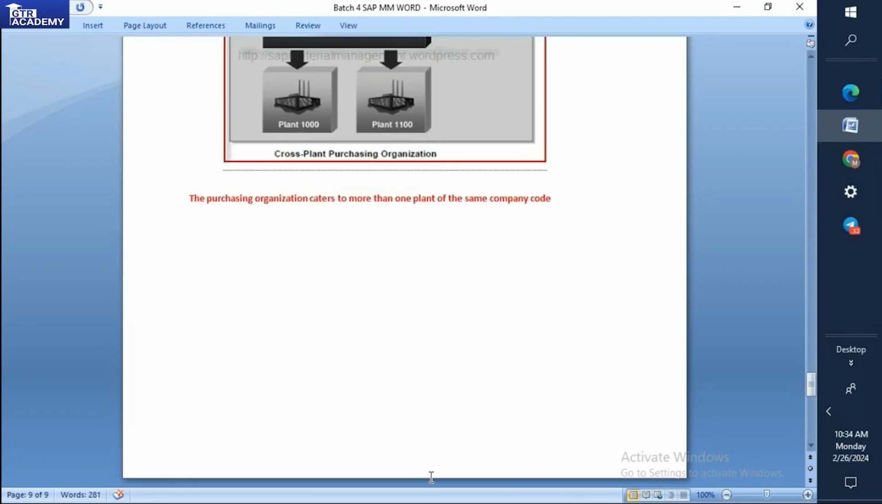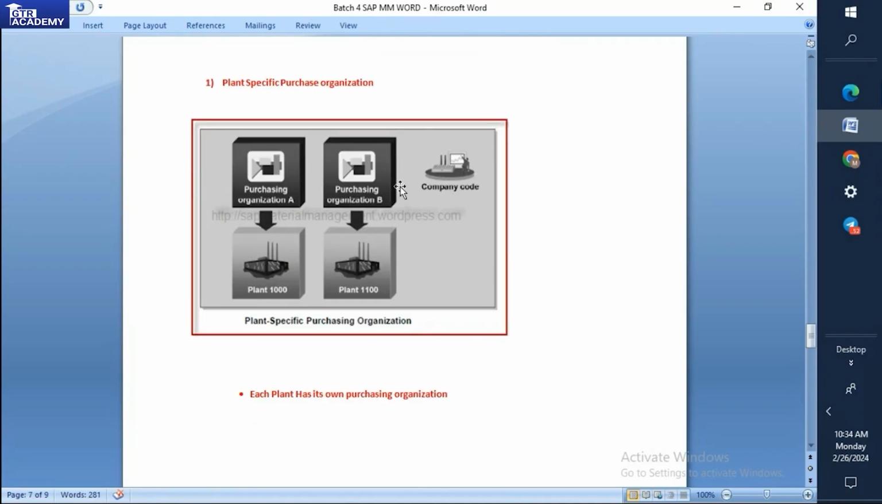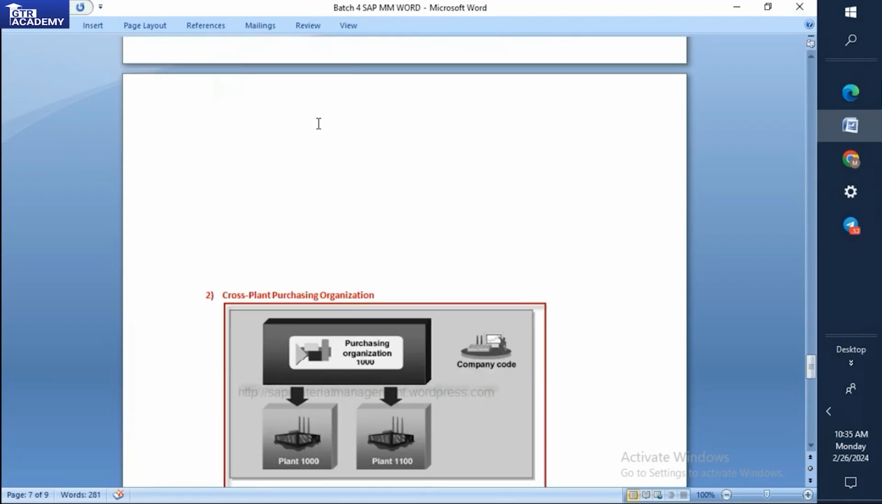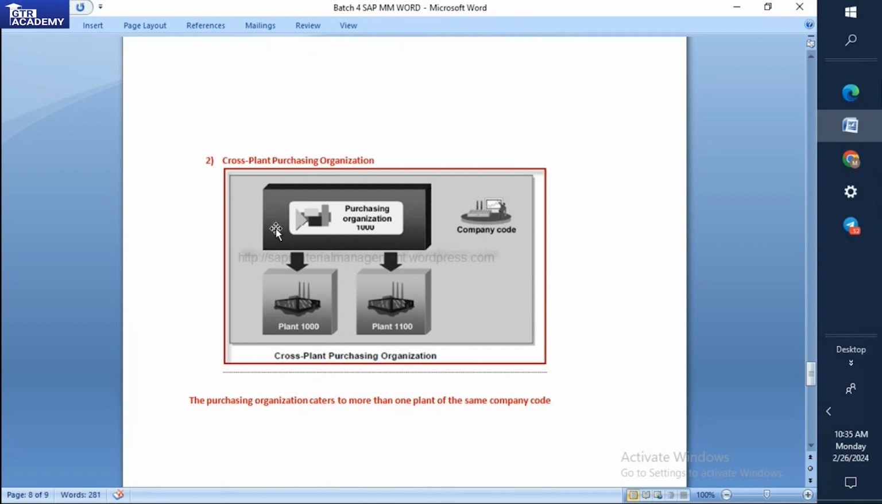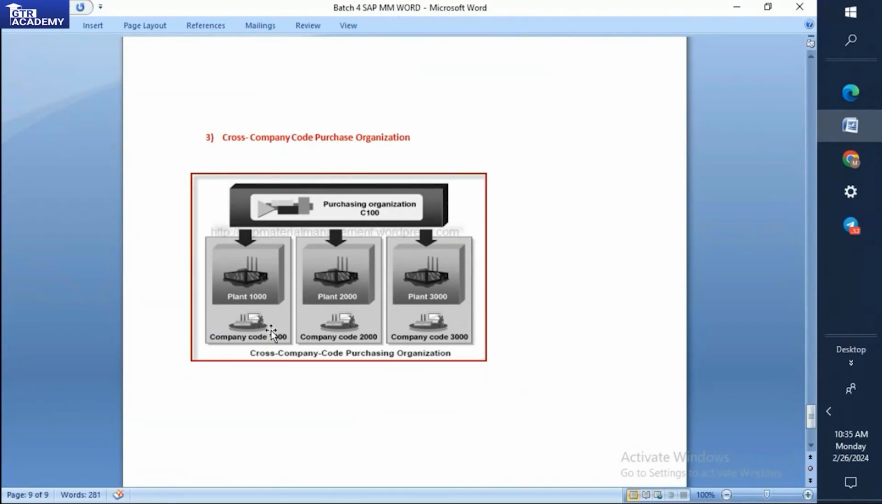For the above two scenarios I told you, under one company code we'll have 2 plants. For each of the plants, there will be a separate purchase organization. That is plant specific. In the second one, I explained cross plant. In a headline, they will tell that under one company code, we'll have 2 plants, and for both plants there will be only one purchase organization. But in the third process, the entire company codes will be differentiated. Not for one company code, but for all these 3 company codes, one purchase organization.